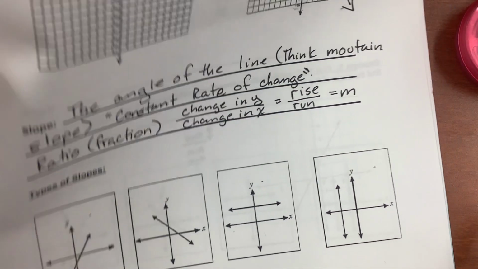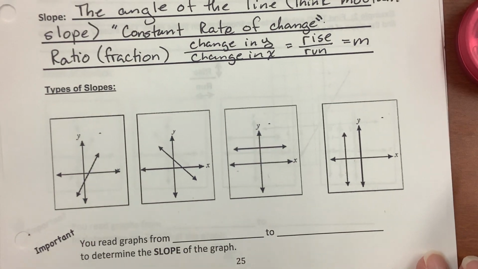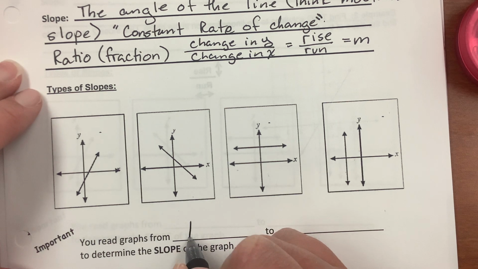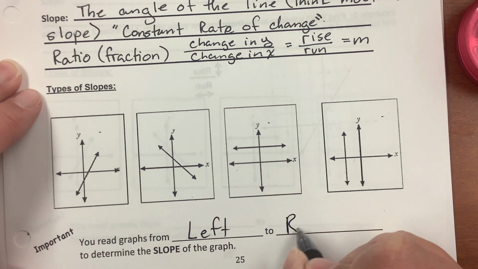Now, you read a slope or a graph from left to right, just like you read anything else, from left to right.